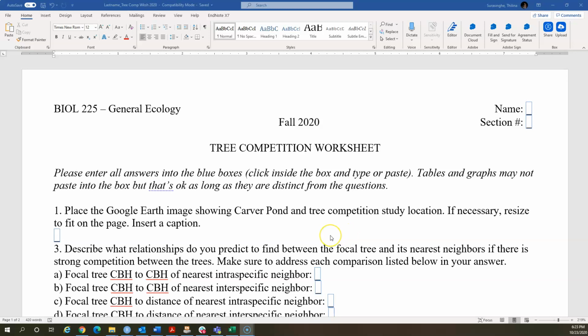So let's move on to talking about how to do your lab worksheet for the tree competition lab. Again, this corresponds to the worksheet in chapter 8 of your textbook. In order to complete this worksheet, you will also need to read chapter 9 of your lab manual. Okay, so let's move on from question to question.